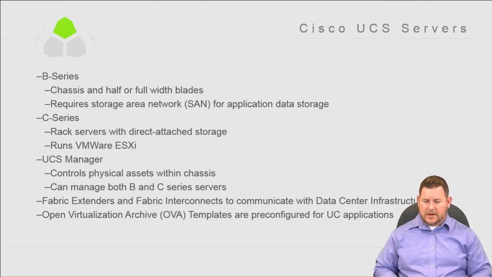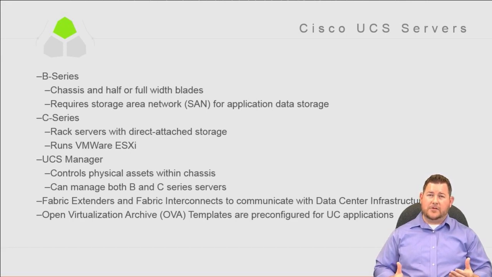So UCS Manager is used to control both B and C series servers. I've only used it with B series personally, but what it can do is control physical assets within the chassis, meaning if you have CPU, memory, and storage that you want to put within a service profile, you can configure these different profiles to load different types of servers, or configure the server in a different way, and then you can configure your virtual machines on top of that. So a bunch of different layers is what we're talking about here.